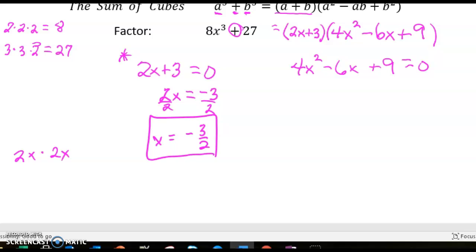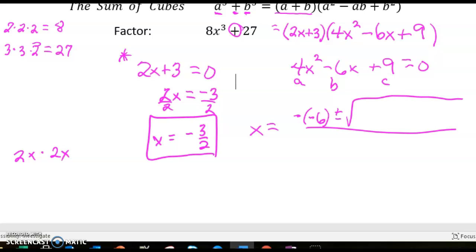So we're going to plug in the quadratic formula. Remember that a is the number in front of the x squared, b is the coefficient of the x, and c is the constant. So here we go. X equals negative b, so that would be negative 6, plus or minus the square root of b squared, which is negative 6 squared, minus 4 times a times c. A is 4, c is 9, all over 2a. A is 4. We're going to work this out.